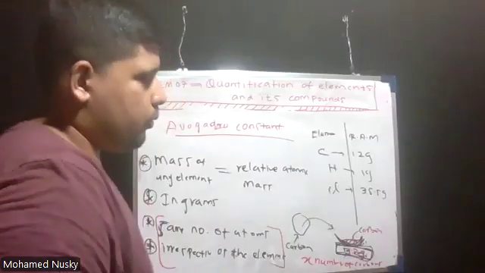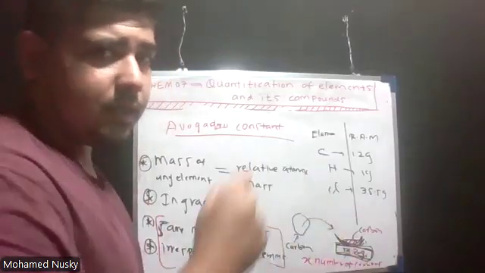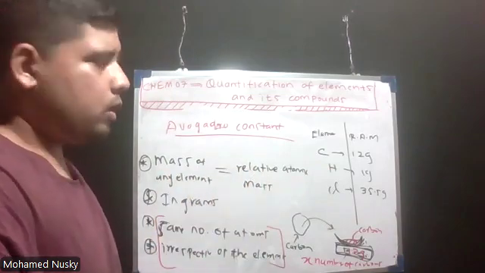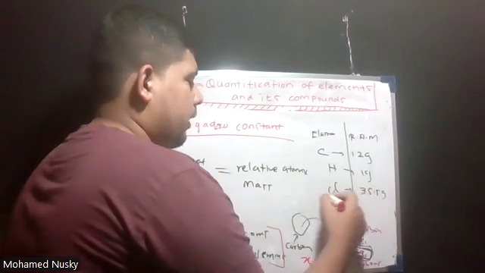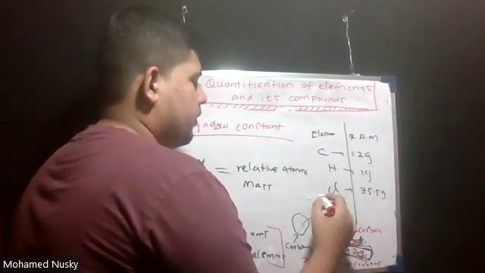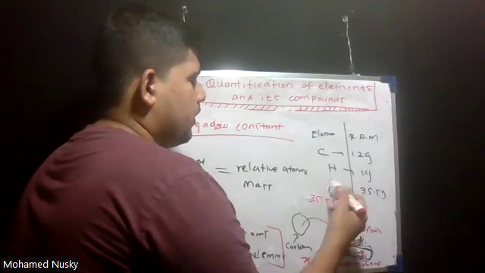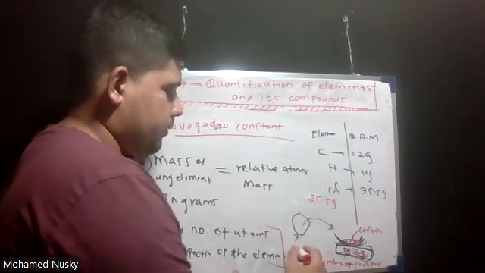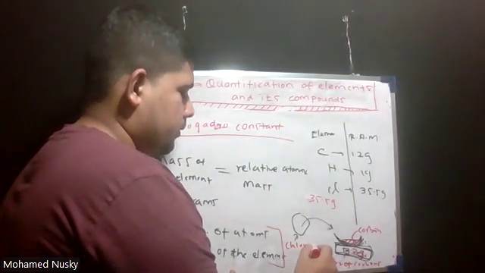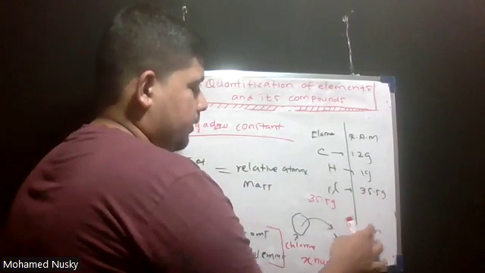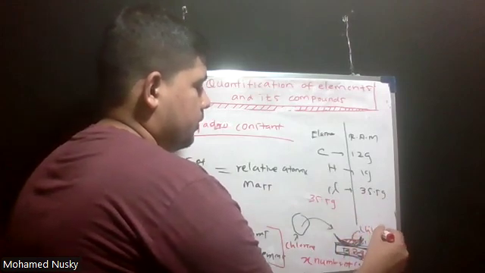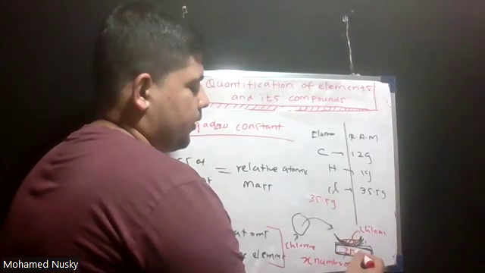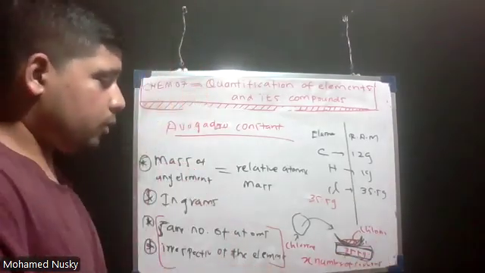What is the mass that I'm going to take? That is equal to the relative atomic mass of that element. So I'm going to take 35.5 grams of chlorine. This is chlorine, and this is also chlorine. The mass is 35.5 grams of chlorine.